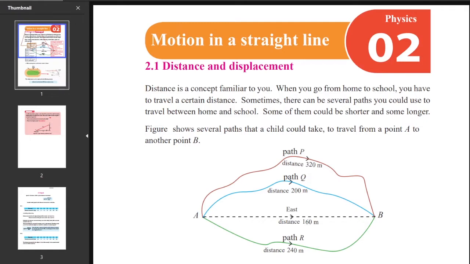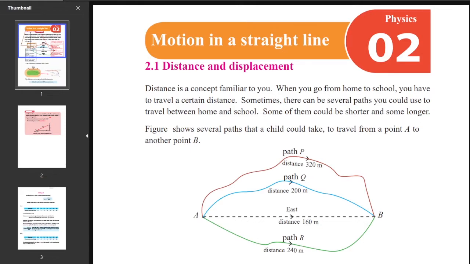Okay, now motion. What is motion? I gave the definition of motion that day: motion is the changing of position of an object. Then here, motion in a straight line is our lesson, because motion can be categorized according to direction and other characteristics. But here we are going to learn only motion in a straight line.